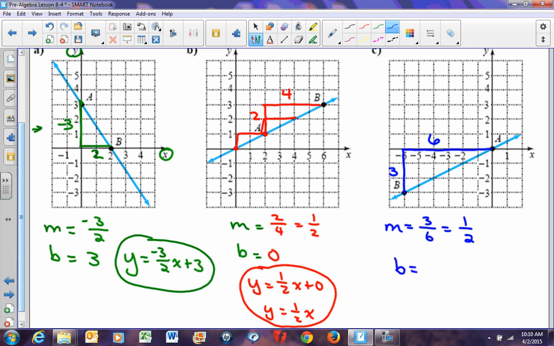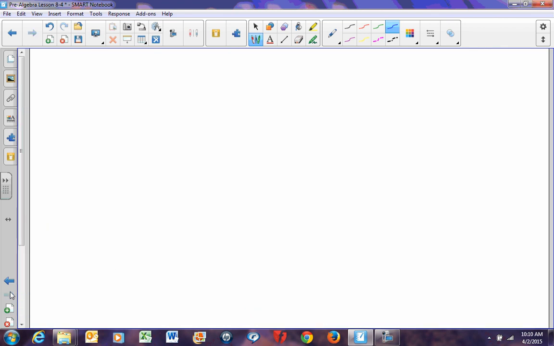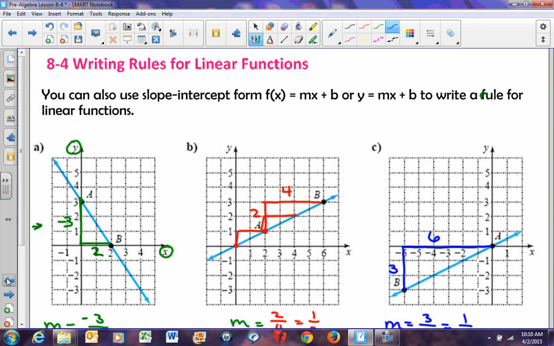And my graph crosses the y-axis again at 0. So my equation here is y equals 1/2 x. Exactly the same as the last graph, just a continuation of the graph a little bit further down. So y equals 1/2 x. So if you can find the slope and find the y-intercept, you can clearly write your equation using slope-intercept. That's all there is to writing rules for linear functions.